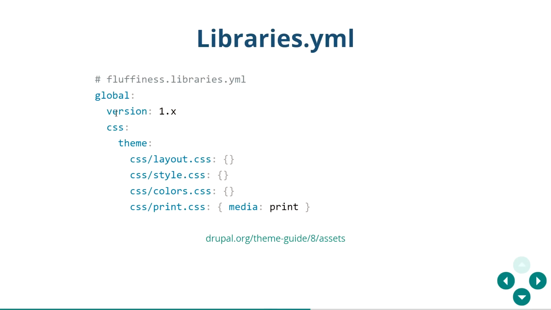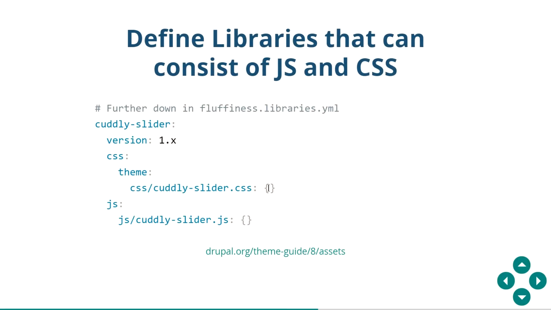We can give it a nice version there. Like if it's a third-party library, that might be very important to know. Then CSS, this is my theme CSS, and here's all the CSS files that I want to add. And by the way, this one's only added when media is print. So you can do all sorts of cool stuff in there. You can also define libraries that consist of CSS and JavaScript. So here's a quick example.